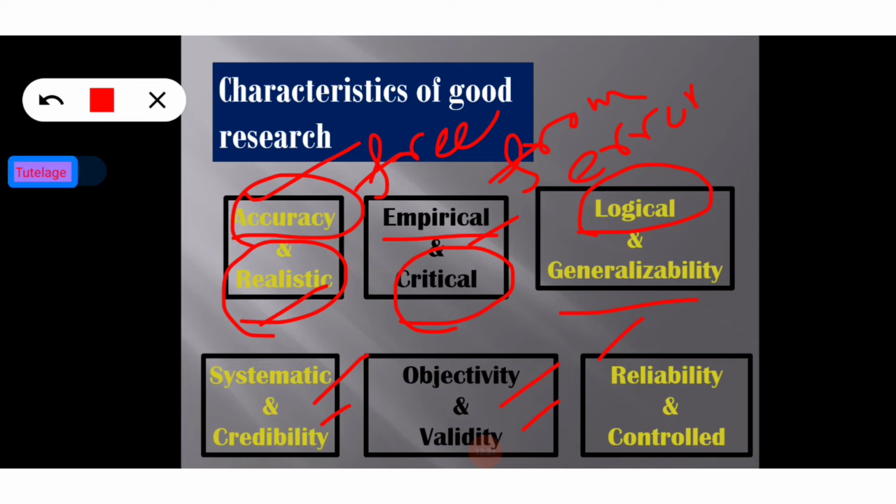Greater the similarity in results, greater is the reliability. So good research should be reliable. Now going to the last characteristic of research, that is controlled. In real life, any activity is affected by many factors. While conducting research, it will not be possible to consider all the factors together.